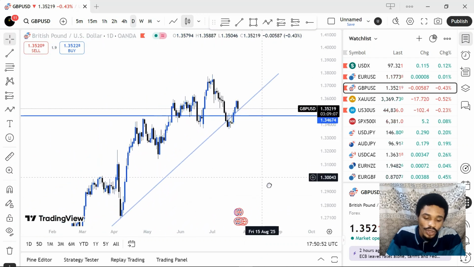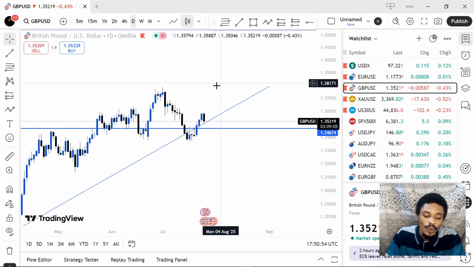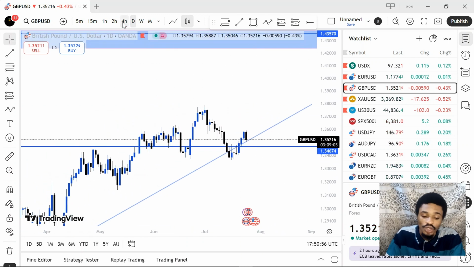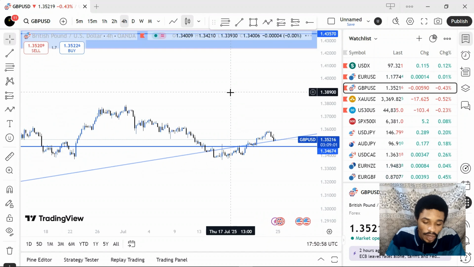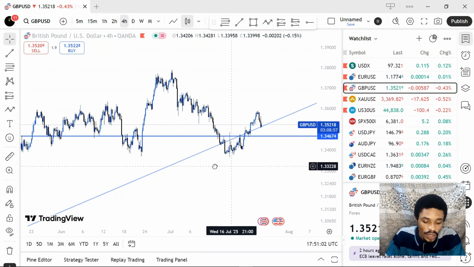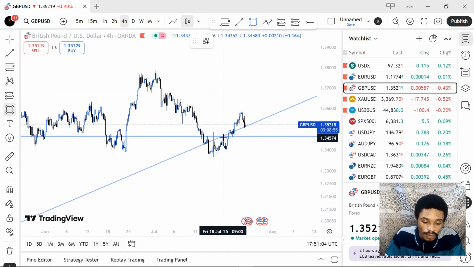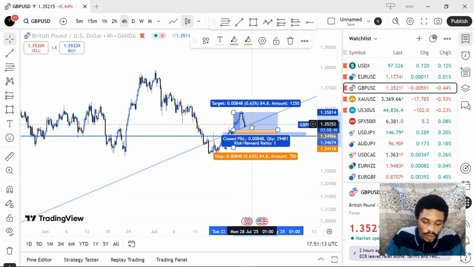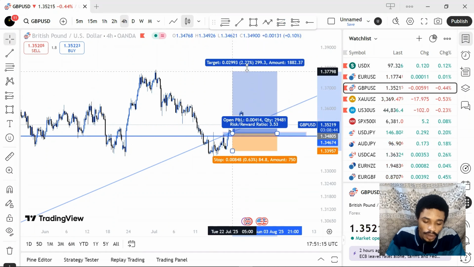What do you think we're going to be looking forward to on the daily? We buy. So if you are a swing trader like me, you could go to the 4 hours and check for the most suitable entries. This would have been the most beautiful entry to actually enter this trade, to give you a nice risk to reward ratio.